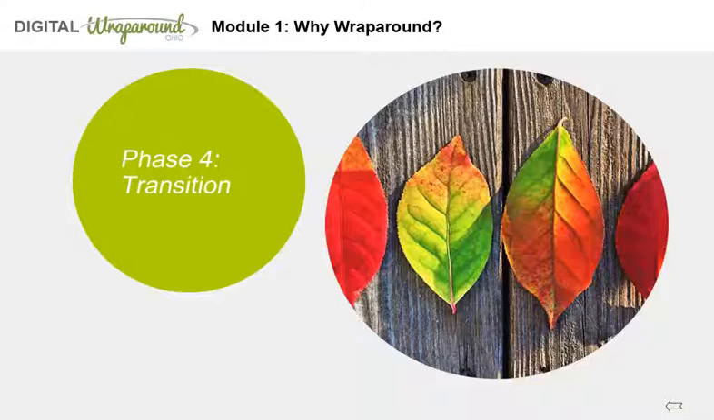It is also important to celebrate the work of the team and where the family is as they transition from formal wraparound. Additionally, the facilitator can develop a system to follow up with the family to see how they are doing. Listen to one family's reflection on their experience of wraparound.